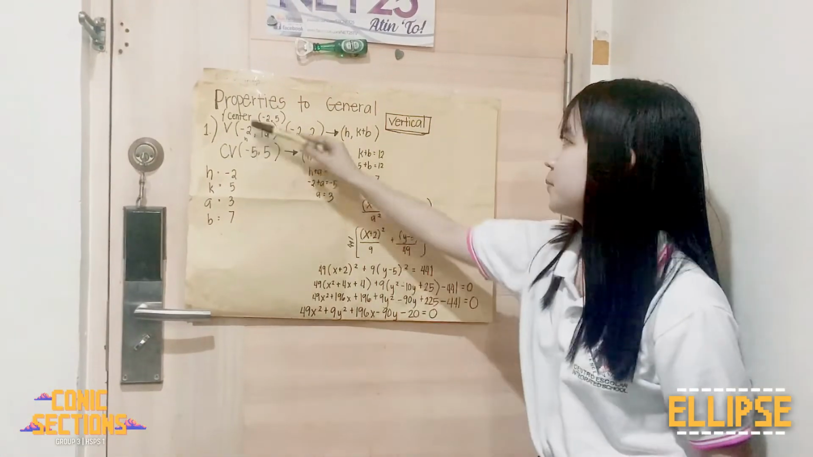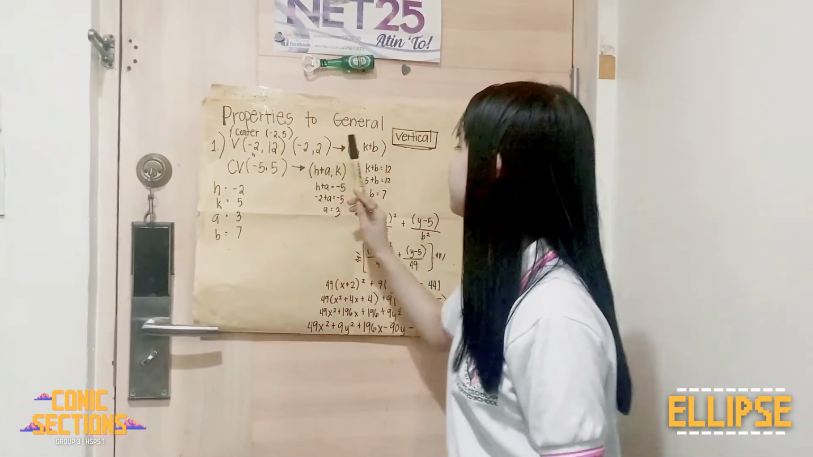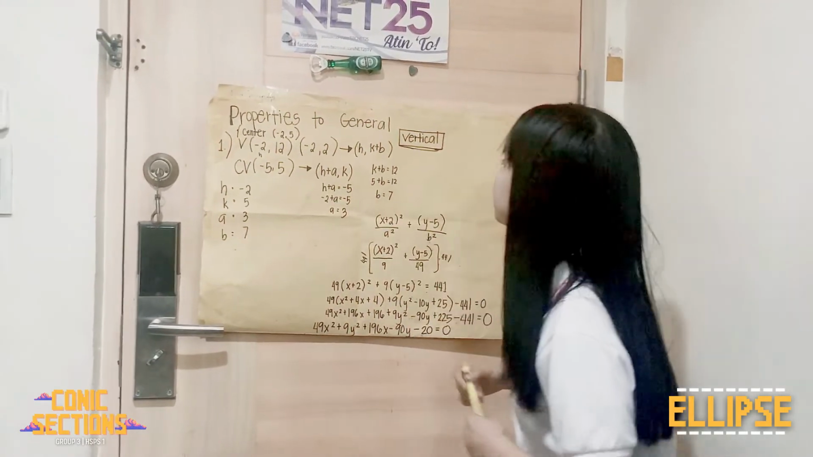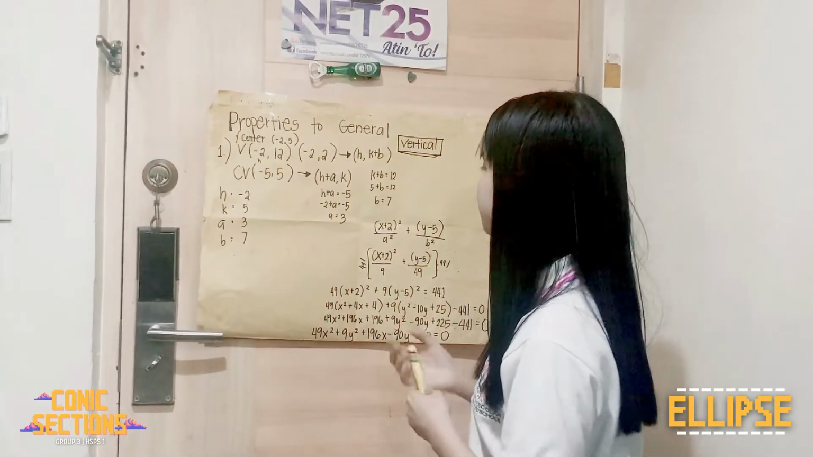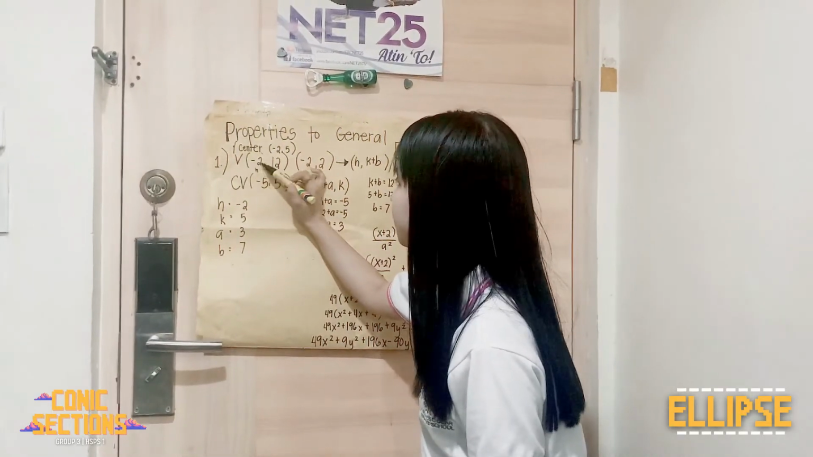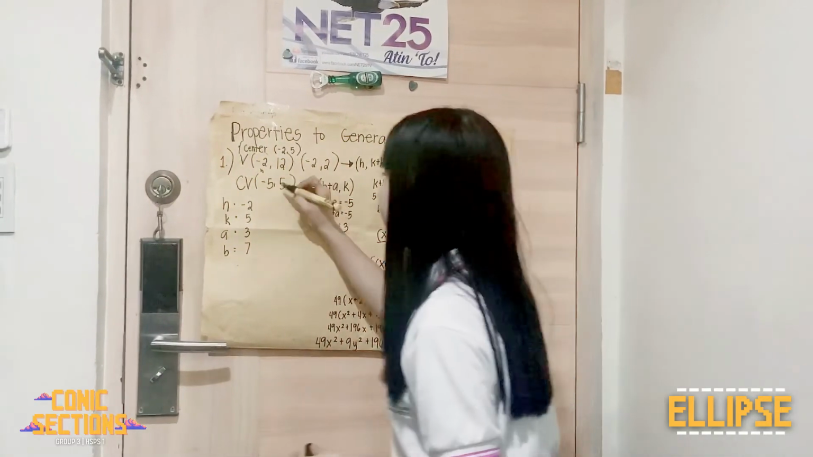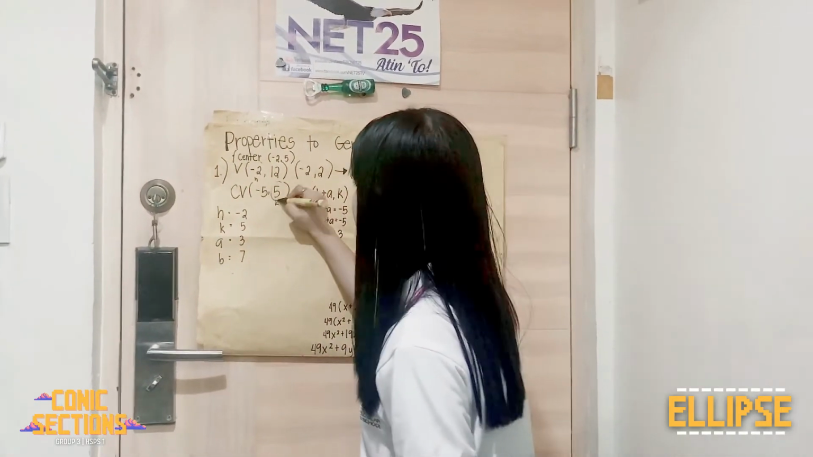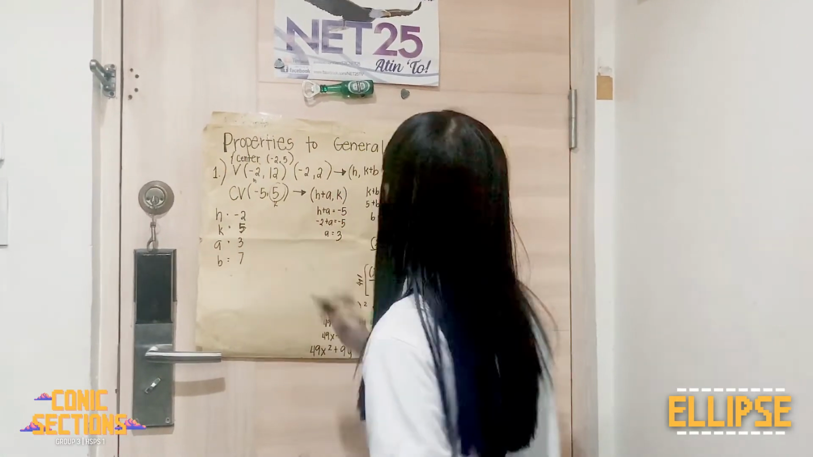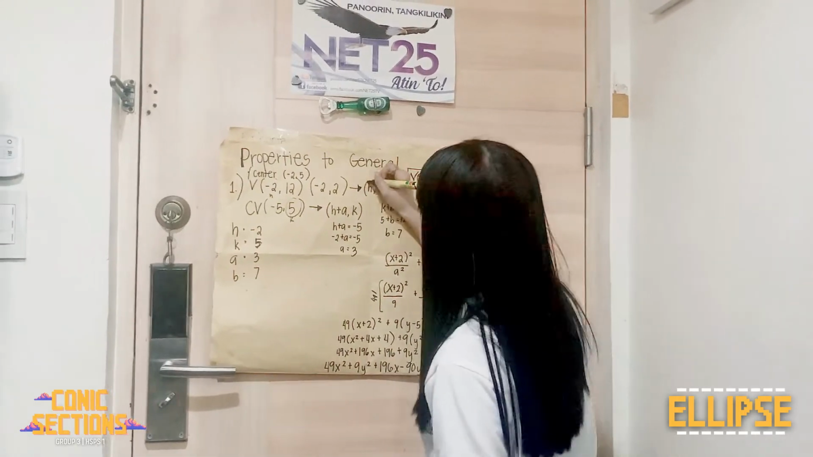In solving for the properties to general form, here's the given. V, negative 2, 12, negative 2 and 2. And for the CV, negative 5 and 5. First, we have to identify what is the axis, or the given. So the unchanged one is negative 2, so we put it in the h, negative 2. And for the k, since this is the unchanged one, we put it here. So this is 5. After that, we identified it as vertical. So here's the formula for it.